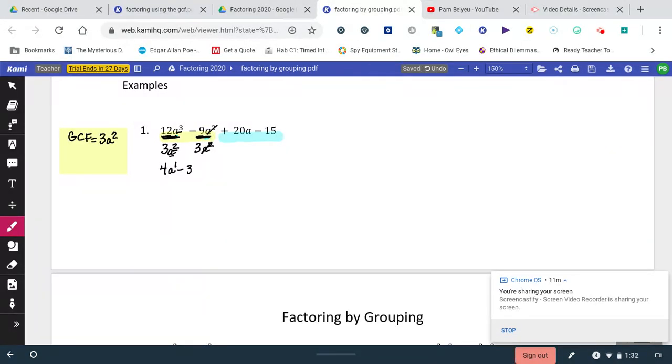So when I get ready to complete this part in yellow, all I need to do is write it in factor form. So the way I did in the last lesson. So you take your GCF, which is 3A squared, times the remainder. And this is your remainder, guys.